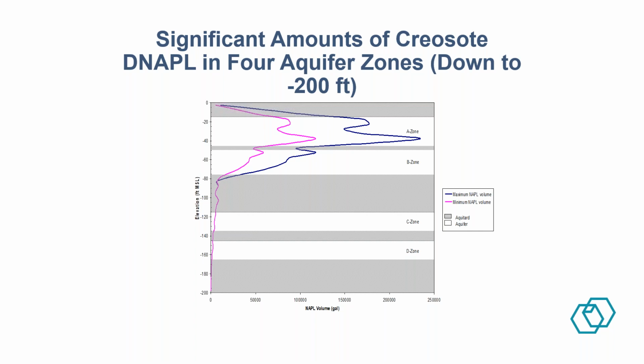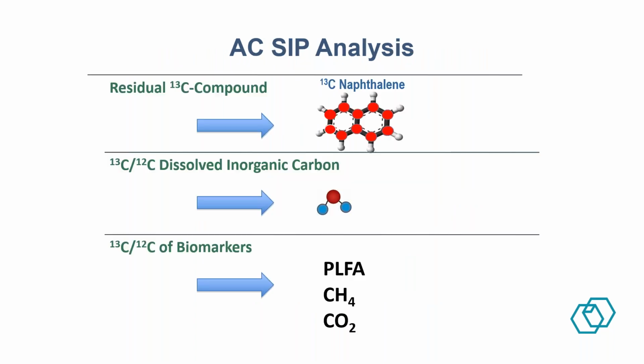So we loaded the 13C naphthalene onto the activated carbon and essentially did the same thing as we did in East Germany. That is, we deployed the samplers in several wells and incubated them for a few months. Let them sit.